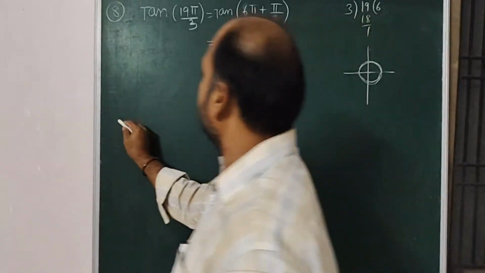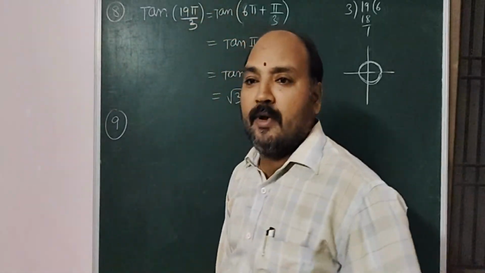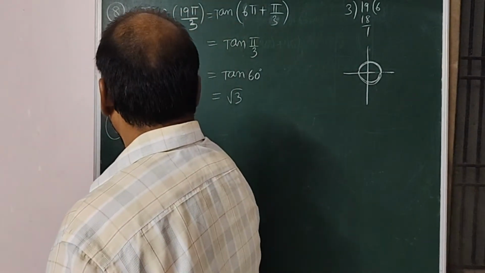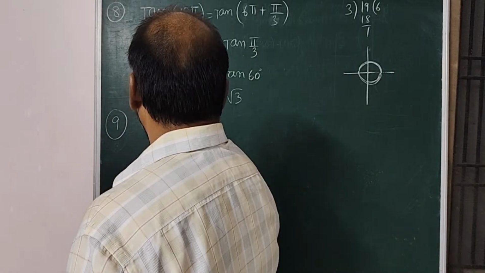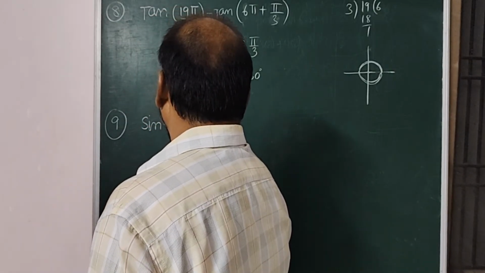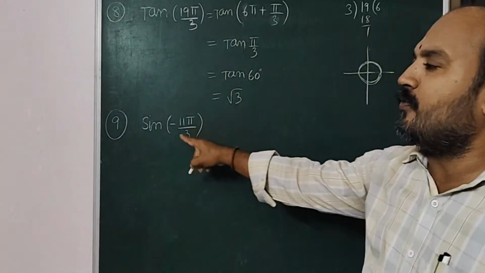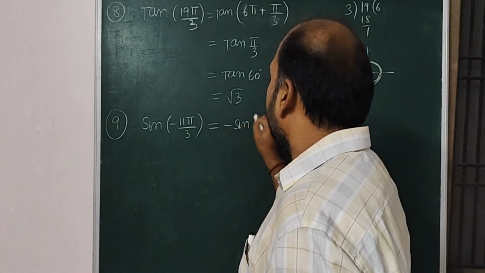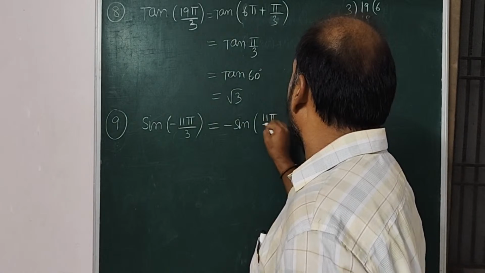Next, go for the next question. Question number 9. Sin of minus 11 pi by 3. So first, sin of minus theta is minus sin theta. Minus sin theta means 11 pi by 3.